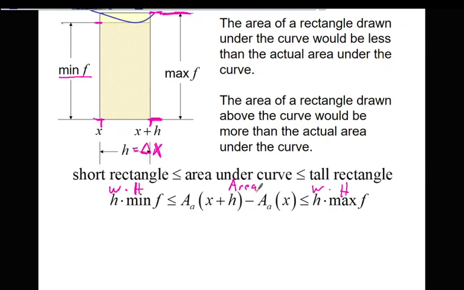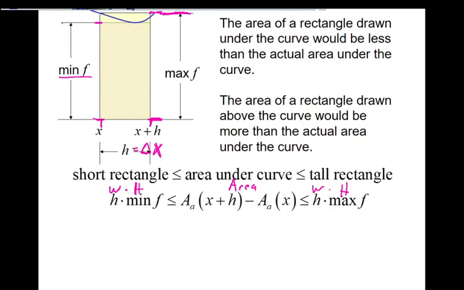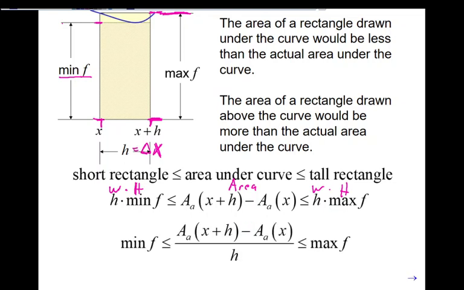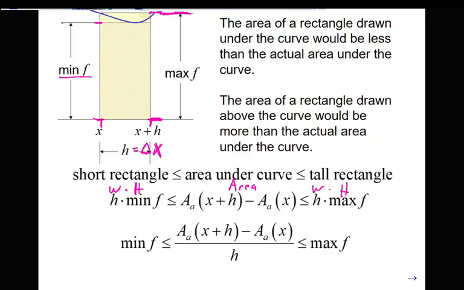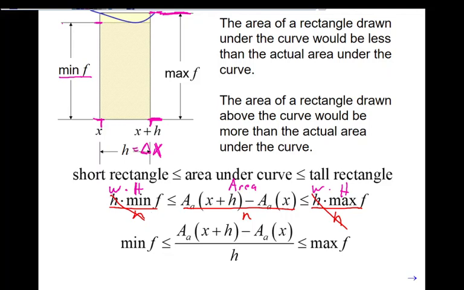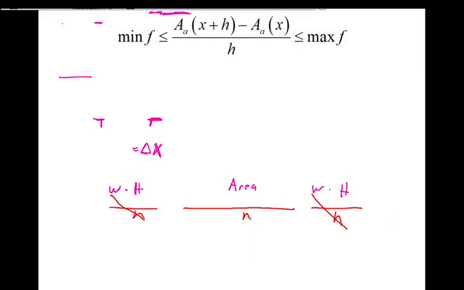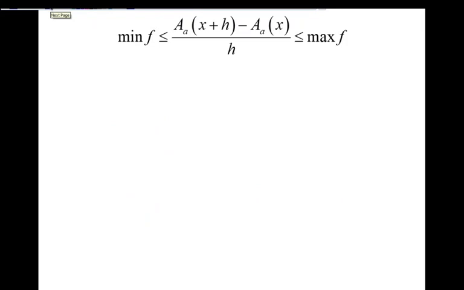Okay? They're all areas. Right? Now, what I've done here is I've divided everything by h, all three terms. So divide this by h, divide this by h, divide this by h. The h's divide out, leaving me with this. Okay? Here we go. So that's the same equation.